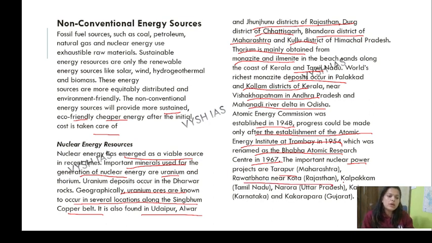Coming back, the important nuclear power projects are Tarapur, Maharashtra; Rawatbhata near Kota in Rajasthan; Kalpakkam, Tamil Nadu; Narora, UP; Kaiga, Karnataka; Kakrapara, Gujarat. And what we are talking about is nuclear energy resources. Why do you have to pay attention to it? There's a reason behind it.